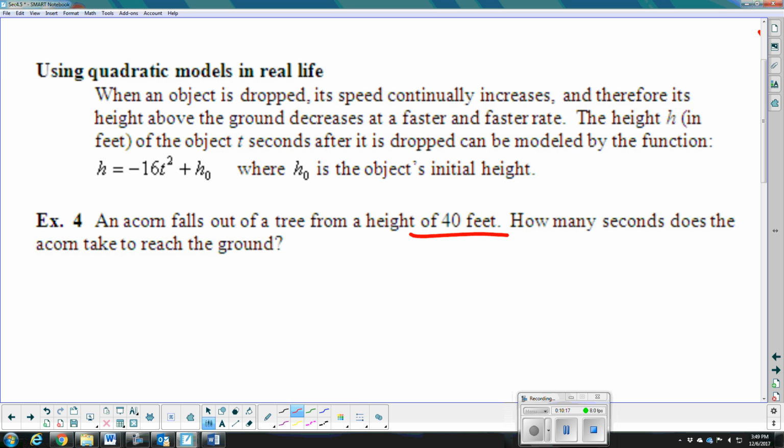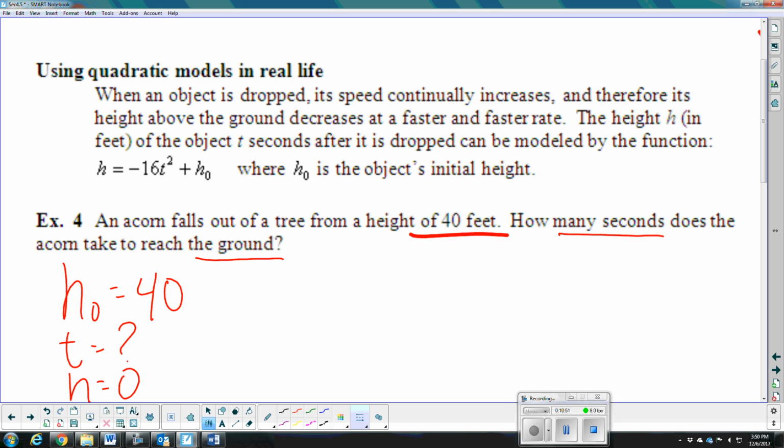What is that 40 feet? So where does that plug in to your h, the t, or your h sub 0? Well, that's where the acorn starts. So h sub 0 equals 40. How many seconds does the acorn take to reach the ground? This is what you're looking for. So you don't know what your t is. If it reaches the ground, that means the ending height is 0.